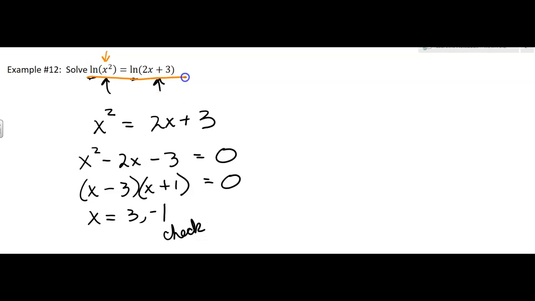So if you're wondering, how do I know if that really works? If you plug in a -1 there, you're going to square it, and that gets you 1. So it's okay there. What if you put in a -1 here? Well, you'd have 2 times -1 plus 3. That gives you 1, so that's positive. So you're okay. So both of these answers work. You get 2 solutions this time, 3 and -1.